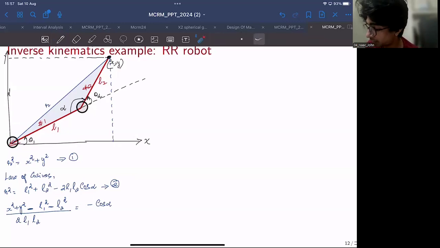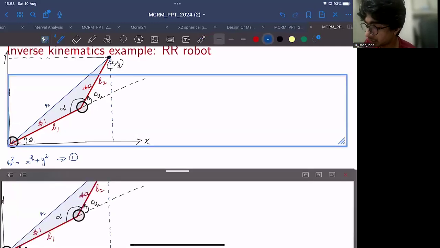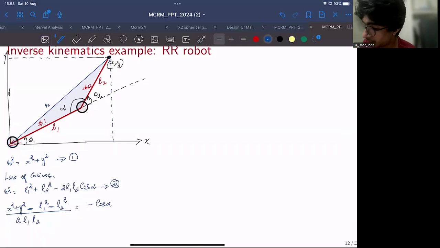Now that we have solved for cos alpha, how can you relate this alpha to the joint variable theta 2? How would that be possible? So alpha and theta 2 are related by this relation. Alpha plus theta 2 is 180 degrees, right? So in that case, theta 2 would be 180 minus alpha.